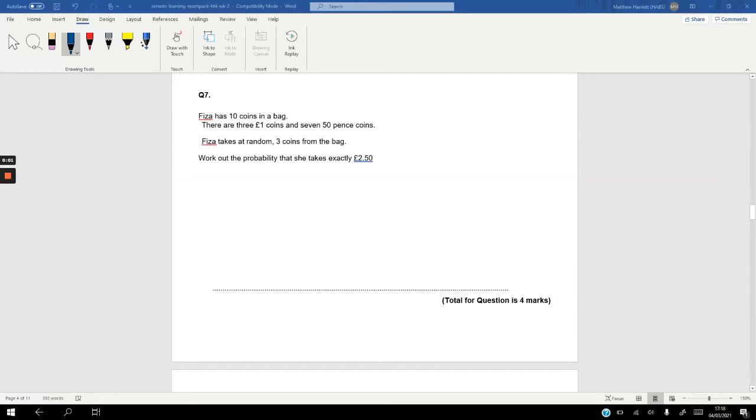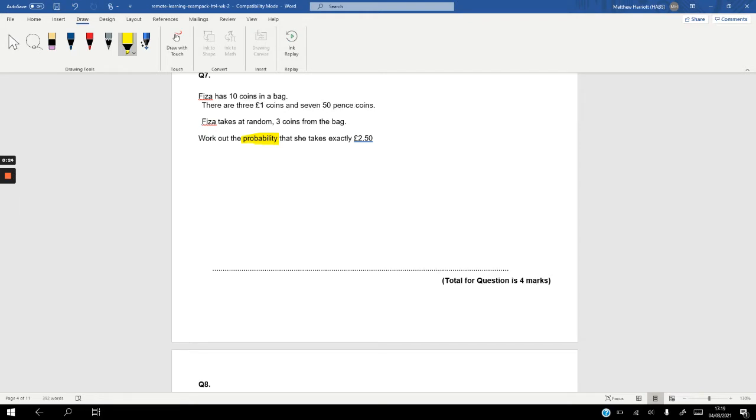Okay, so this next question is a probability question. It asks us to work out the probability that she takes exactly £2.50. Now, there's a lot of information here that we need to really break down. Okay? Now, she takes 3 coins from the bag. 3 coins from the bag.